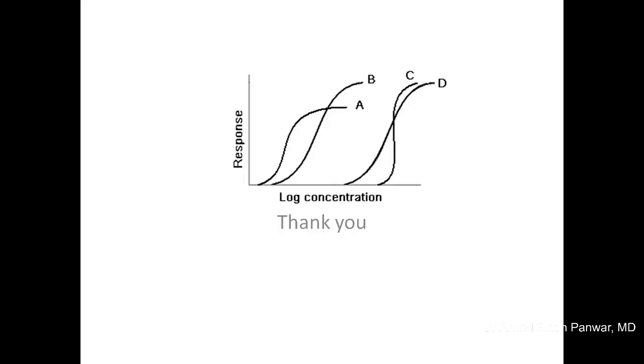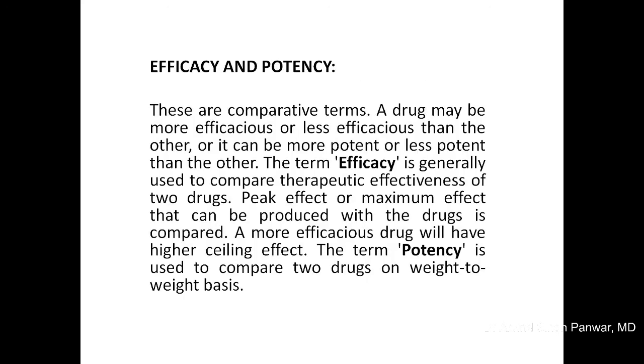Similarly, one more term is also important. The term is therapeutic index, and it is the ratio of LD50 upon ED50, where LD50 is the median lethal dose while ED50 is the median effective dose. This LD50, or you can say median lethal dose, is the dose at which 50% of the population of the experimental animals dies, while ED50, median effective dose, is the dose at which the desired response is produced in 50% of the population.